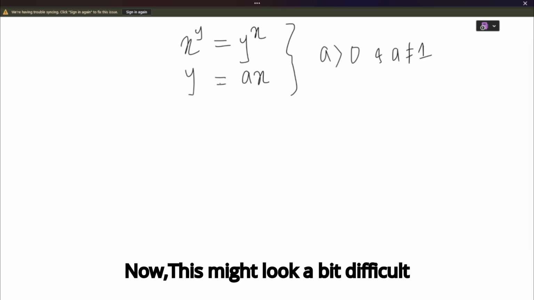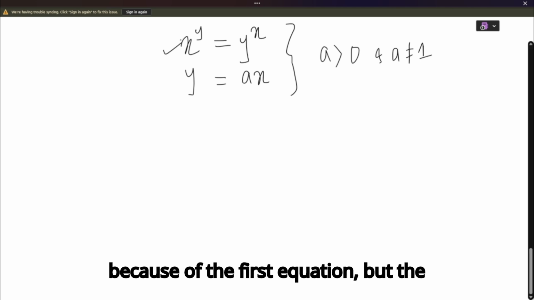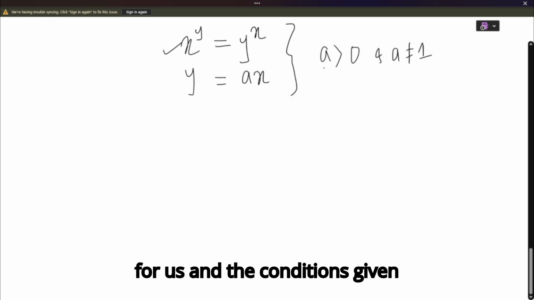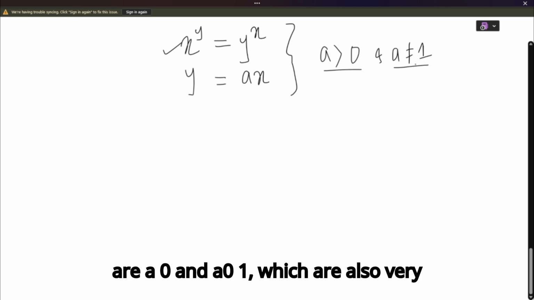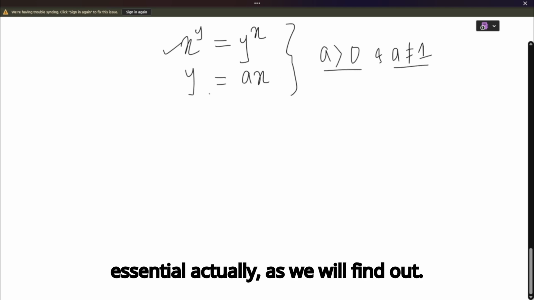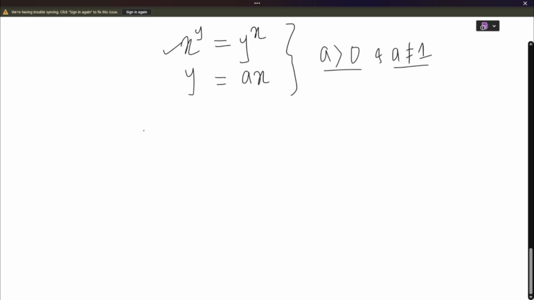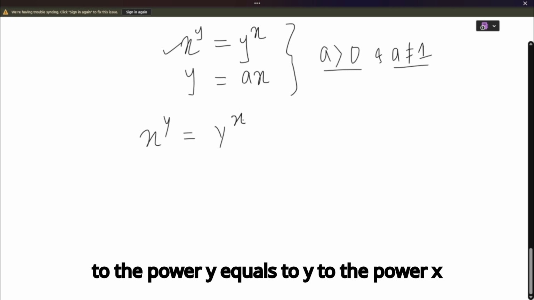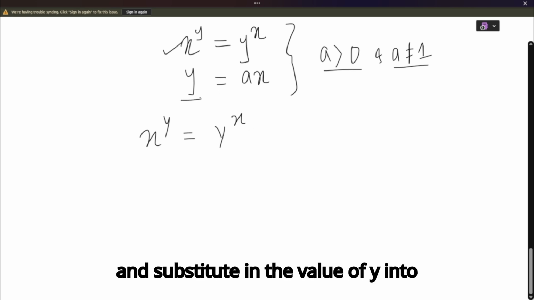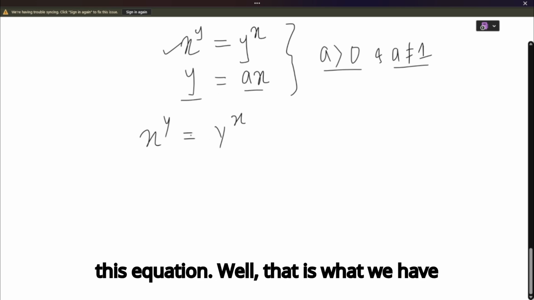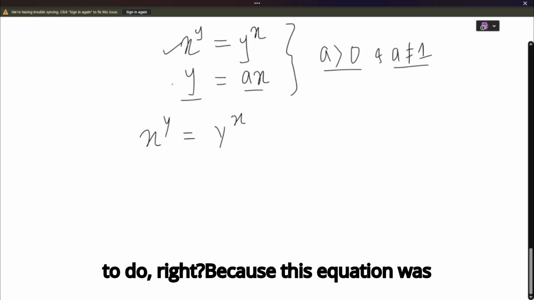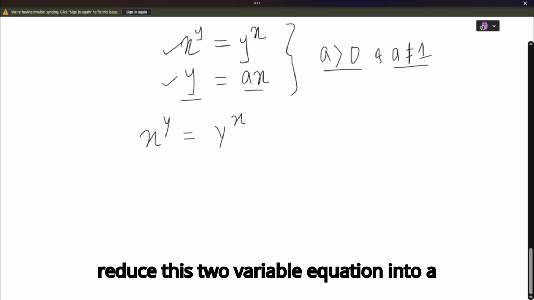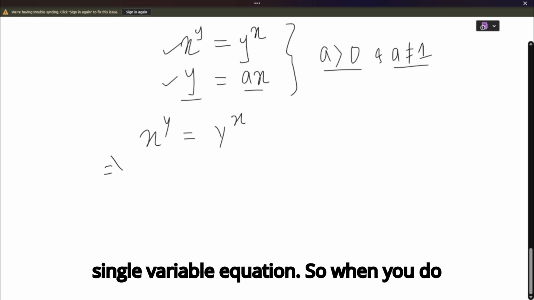Now, this might look a bit difficult because of the first equation, but the second substitution really makes it easy for us. And the conditions given are a greater than 0 and a not equal to 1, which are also very essential, as we will find out. Okay, so start with the first equation, x to the power y equals y to the power x, and substitute in the value of y into this equation. Well, that is what we have to do, right? Because this equation was given for a reason. That is why we can reduce this two variable equation into a single variable equation.